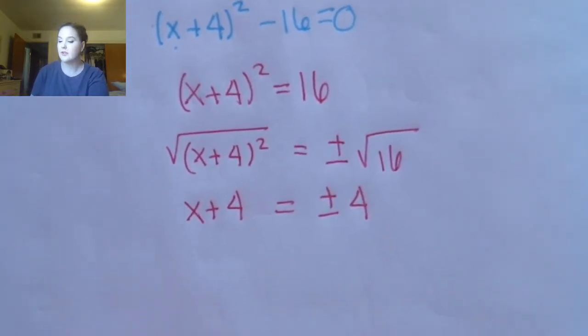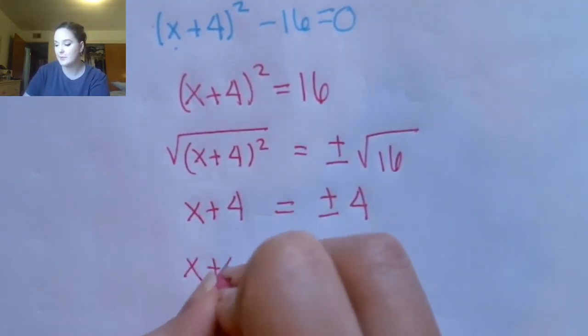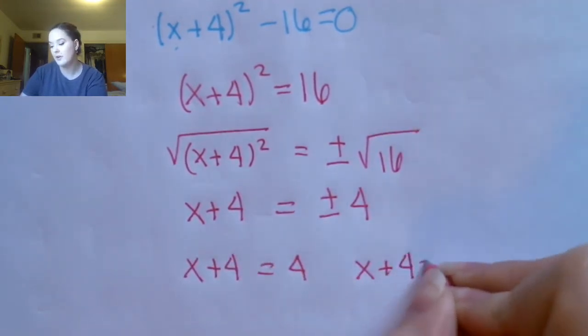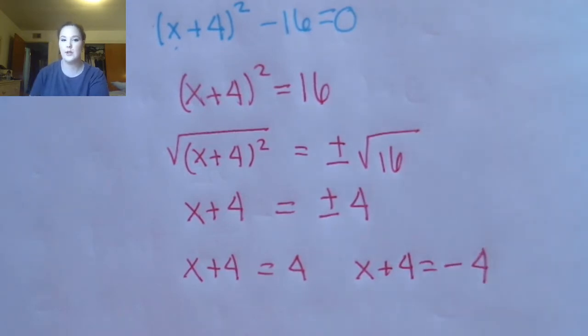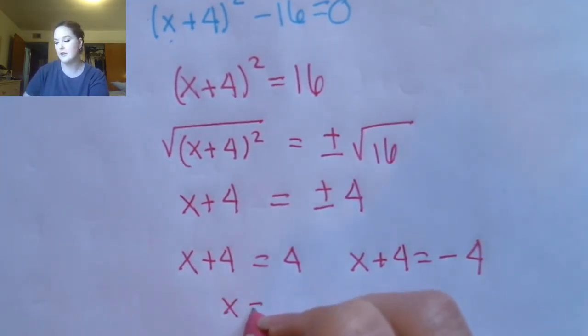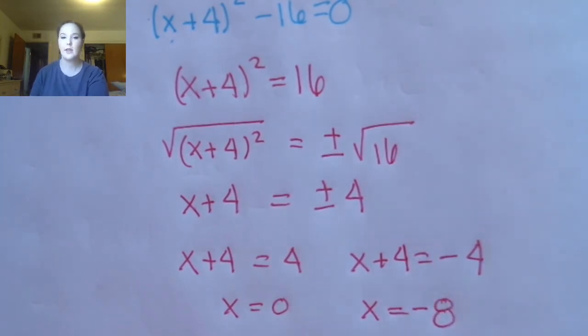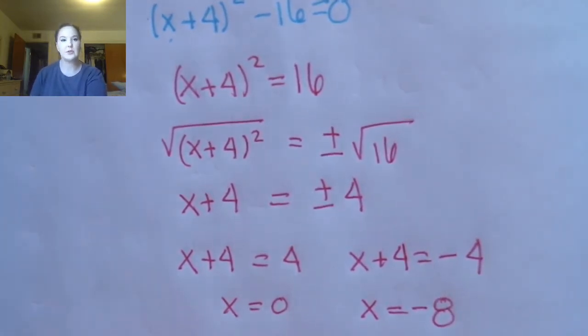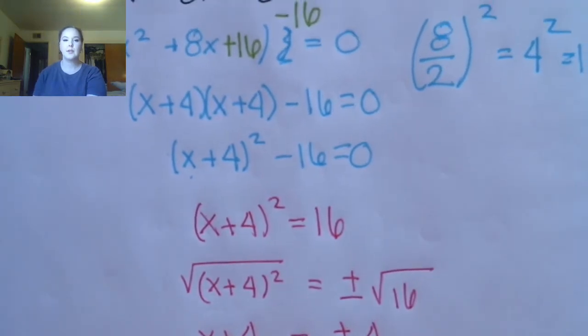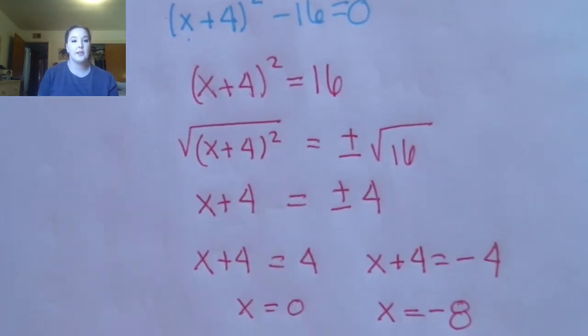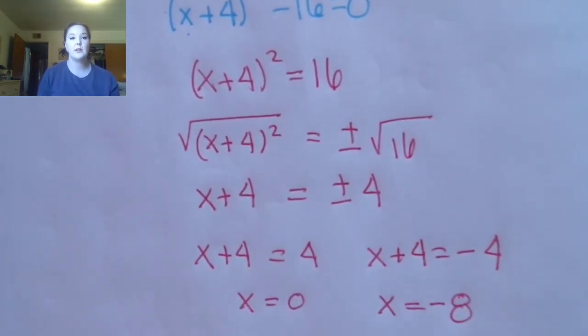Just to get the two values of this, I am going to split this up. So x plus 4 equals 4, or x plus 4 equals negative 4. This gives me x equals 0, and this gives me x equals negative 8. So there's my two solutions. The part that's in blue is the part that I would consider complete the square, and then this part is the extraction of roots method that we learned last time.